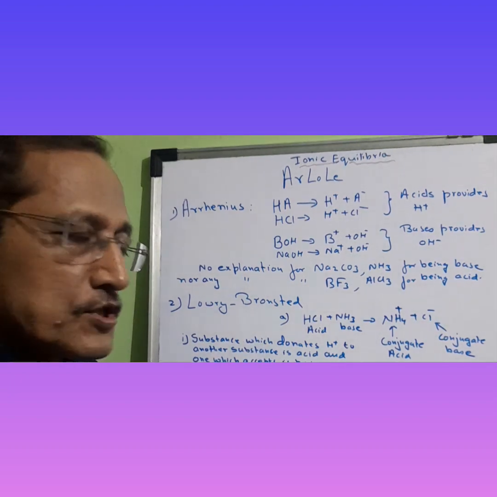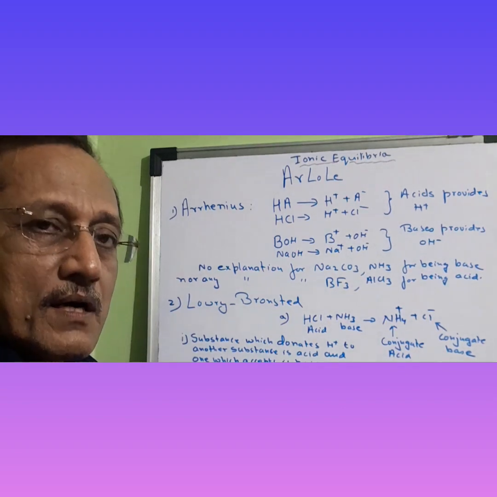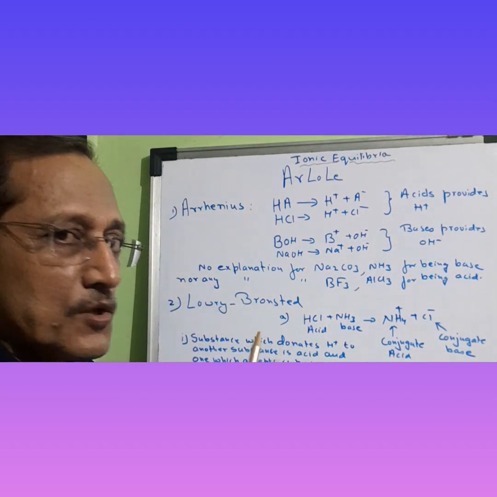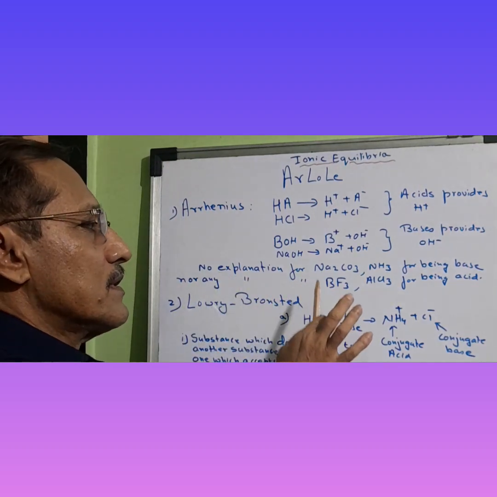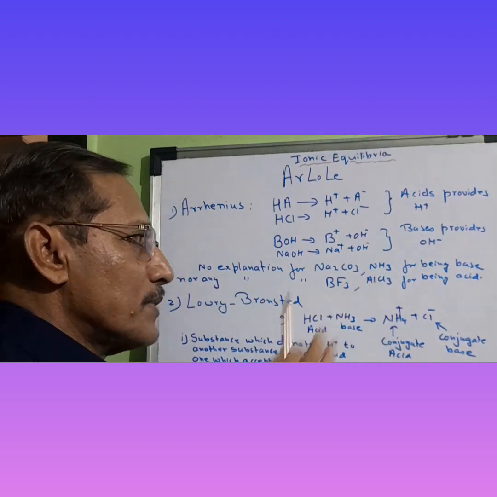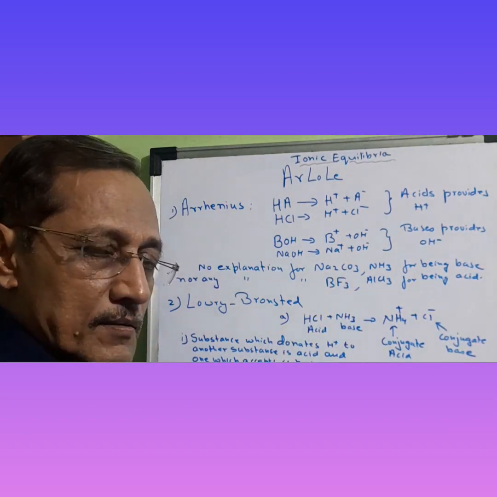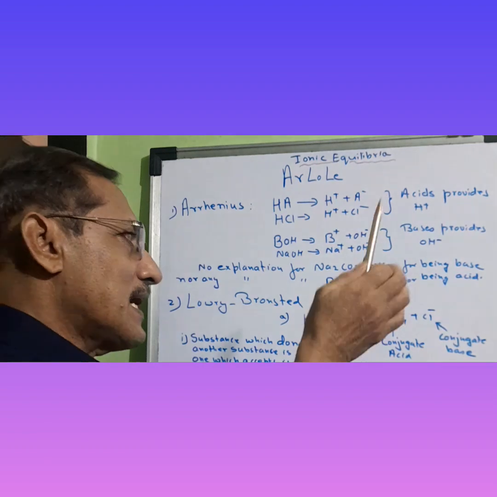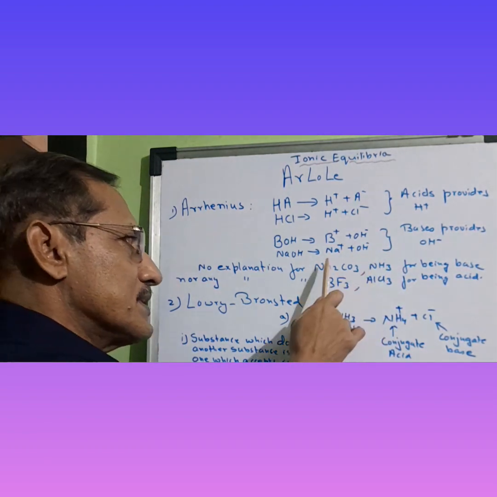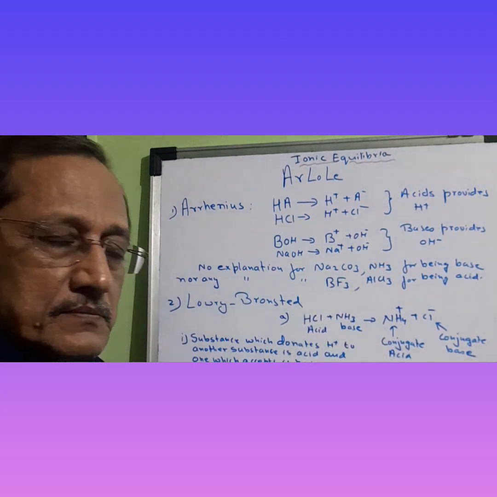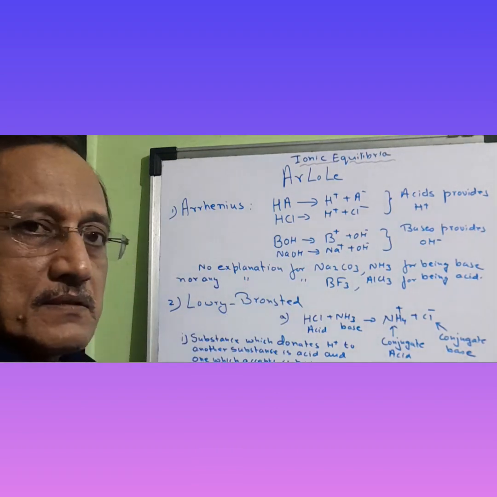No explanation was provided for sodium carbonate or ammonia. Why are these bases? No explanation provided. Again, nor any explanation for why BF3 or aluminum chloride behaved as an acid. This did not produce OH−, neither did this give out H+ proton. Still, these are bases and these are acids. Further development would explain the properties.